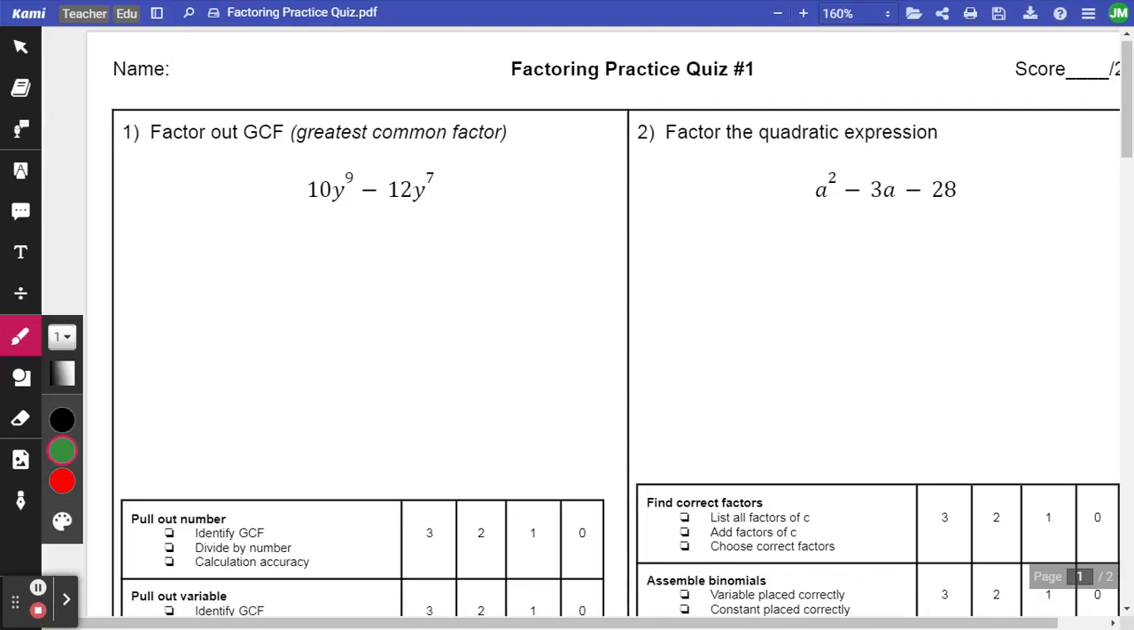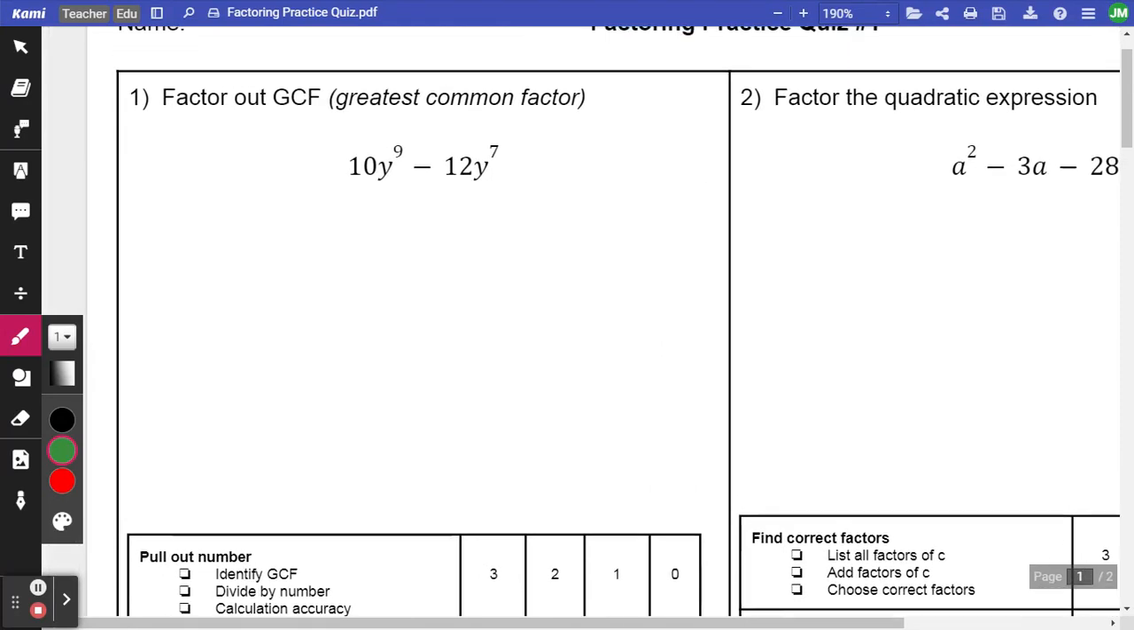All right, here are the solutions for practice quiz number 1. Number 1, factor out the greatest common factor. So this is where we take a look at the number and the variable and what they have in common.